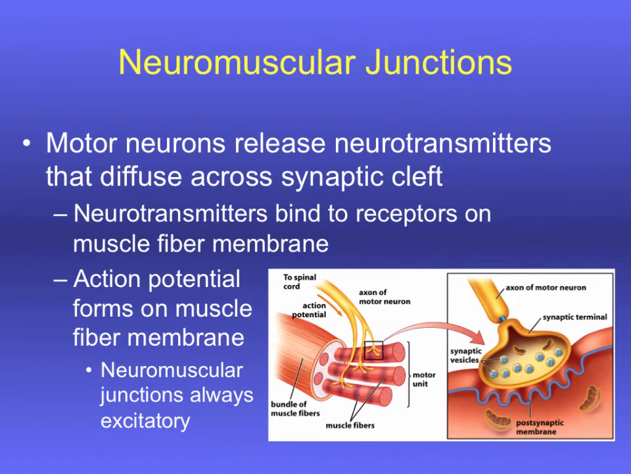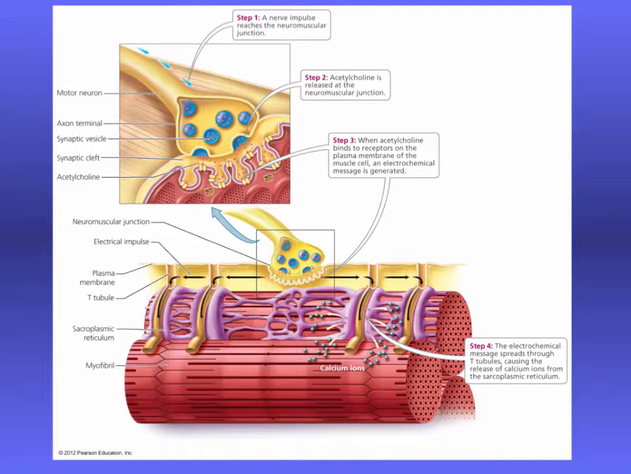Now, in this case, neuromuscular junctions are always excitatory. There is no inhibitory postsynaptic potential from neuron to muscle cell. Whereas with a neuron-to-neuron connection, you can have both EPSPs, excitatory postsynaptic potentials, and IPSPs, which are inhibitory postsynaptic potentials. In the case of neurons to muscles, they're always excitatory.